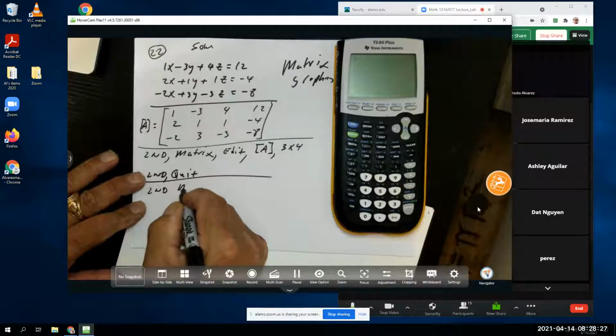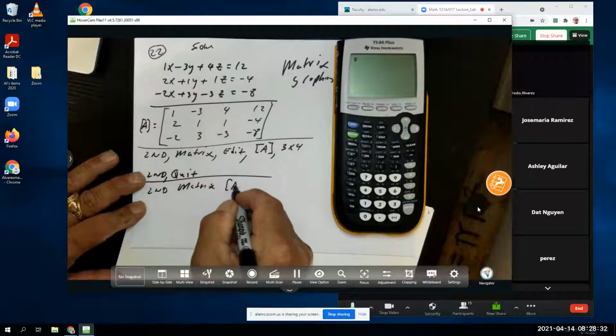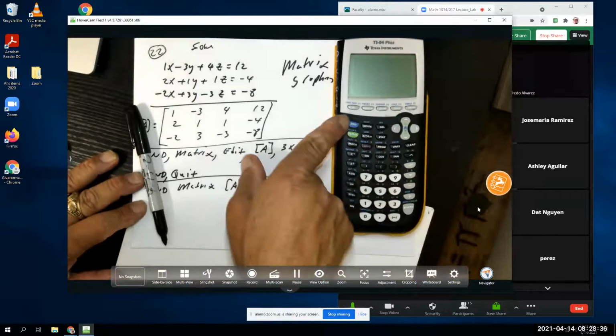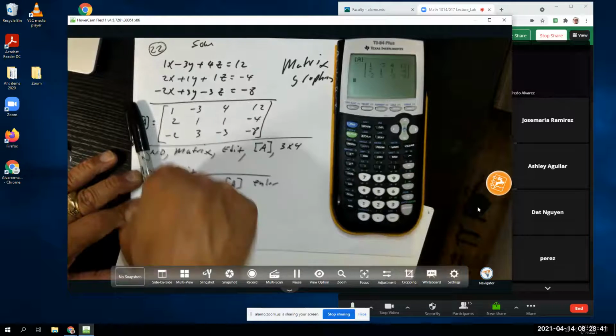Second, matrix, and then I'm going to put A and just hit enter. I'm going to go second, matrix, A, enter, and enter again.